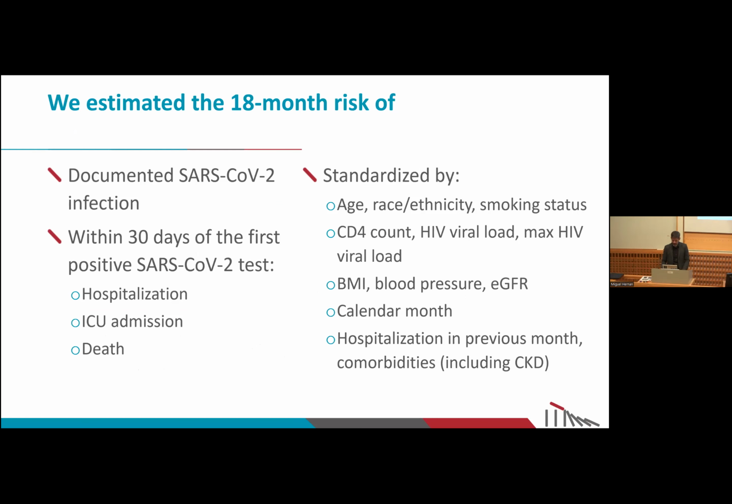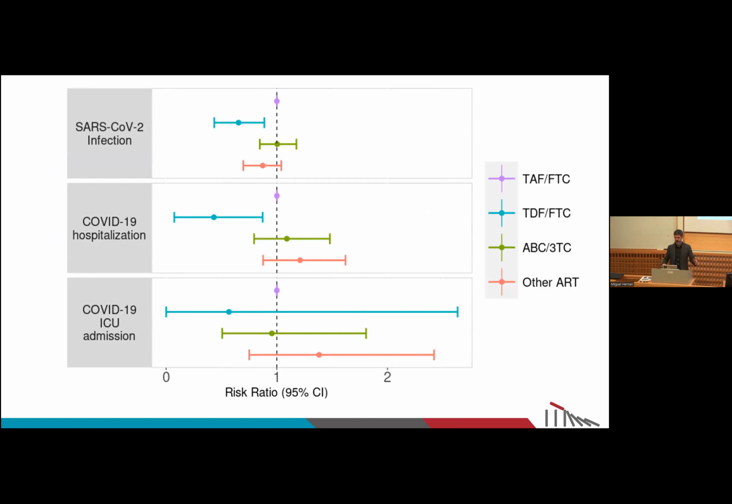Look at that. And we estimated the 18-month risk of different COVID-related outcomes. And this is what we found. If you look at hospitalization, again, people on TDF have a lower risk of hospitalization for COVID after adjusting for everything that you can think of.